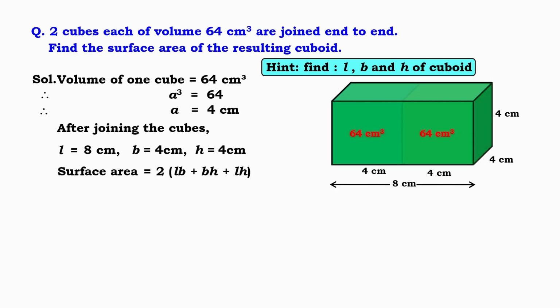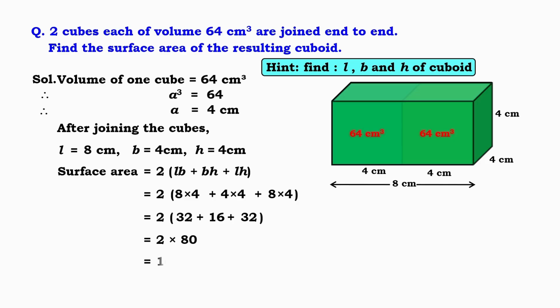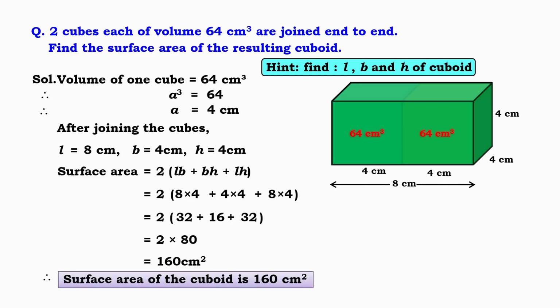Now for the surface area, put all these values in the formula, that is 2 into LB plus BH plus LH. So 2 into 8 into 4 plus 4 into 4 plus 8 into 4. That is 2 into 32 plus 16 plus 32. That is 2 into 80, that is 160 centimeter square. So the surface area of the cuboid is 160 centimeter square.